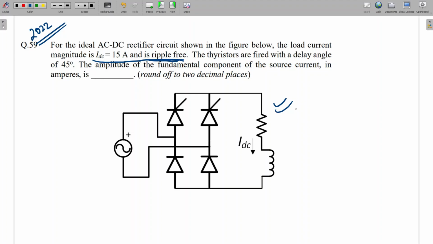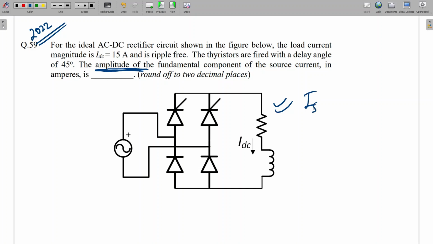So what will be the RMS? Here one thing they have asked, so we have to be careful. They are asking amplitude. Sometimes they ask RMS and sometimes amplitude. If you tick the RMS value here, it will be a wrong answer. This is a fill in the blanks type question. They are asking the amplitude of the fundamental component of the source current.